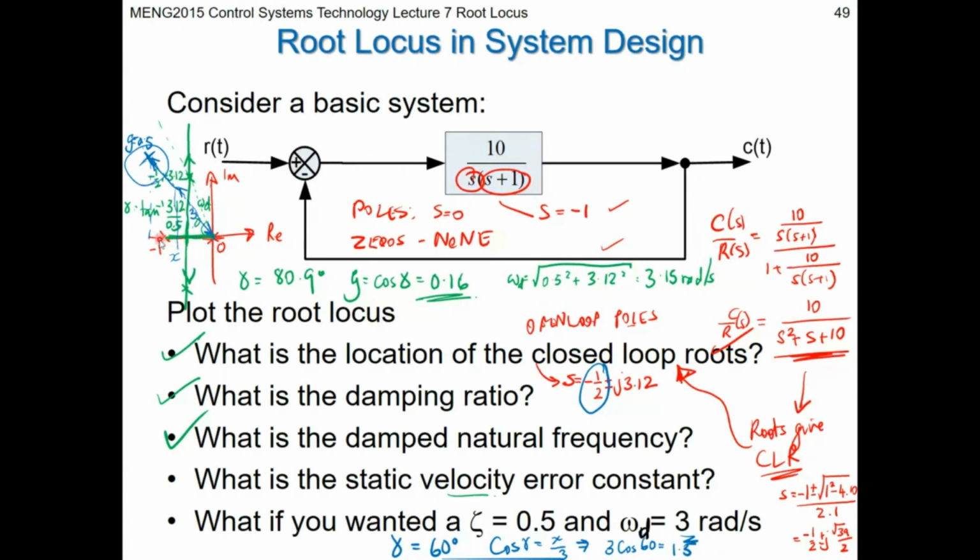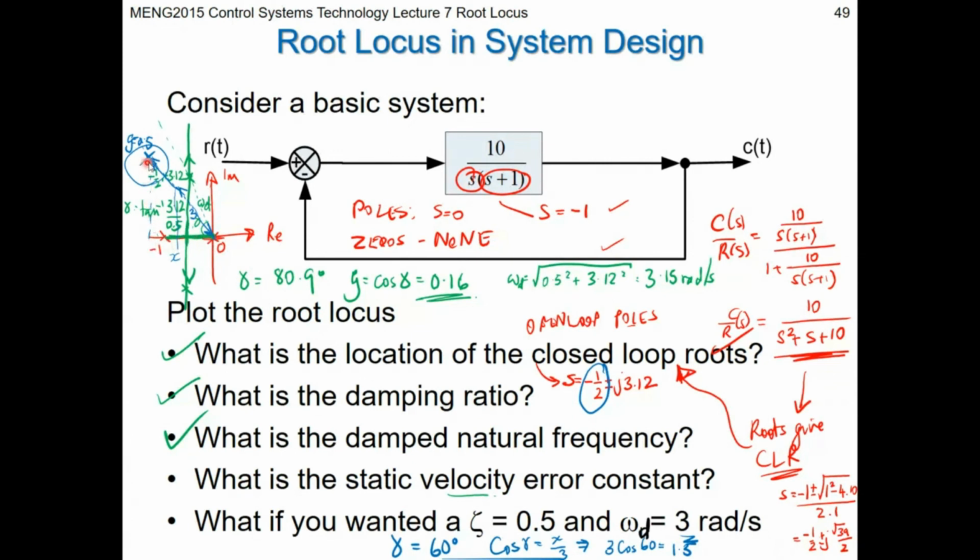side adjacent to the angle, right? Because I know this is 60 degrees inside here. Hypotenuse is 3. So 3 cos 60 is going to give me this distance here along the real axis. So the location of this closed loop root to give me a damping ratio of 0.5, a damped natural frequency of 3 is going to be at a real value of minus 1.5, right? So 1.5 is this dimension here.